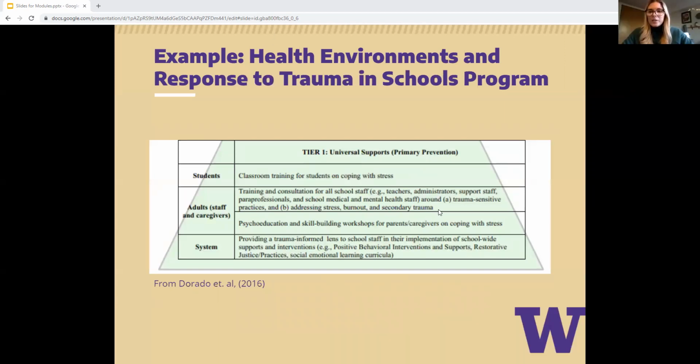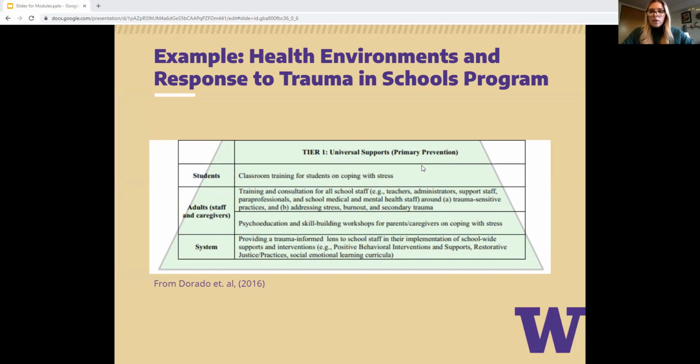We thought that it would be useful to discuss an example of the tiered approach of trauma-informed care that has already been implemented in a school setting. Dorado and colleagues implemented the University of California, San Francisco's Health, Environments, and Response to Trauma in Schools, abbreviated as HEARTS, program as a multi-tiered whole school intervention with 1,243 students from 4 different elementary schools.